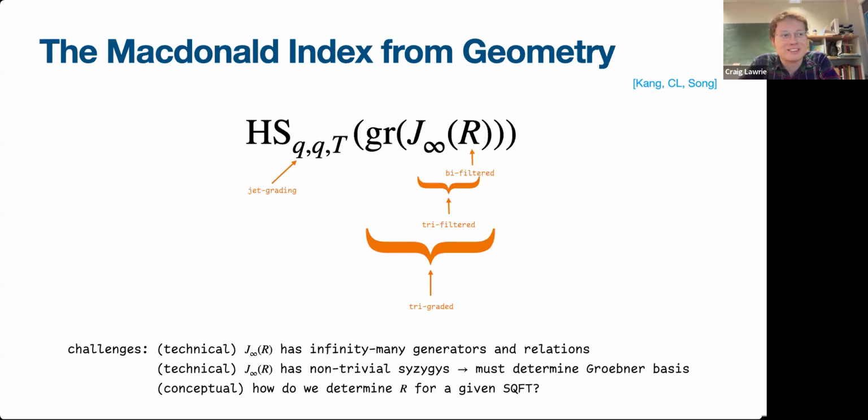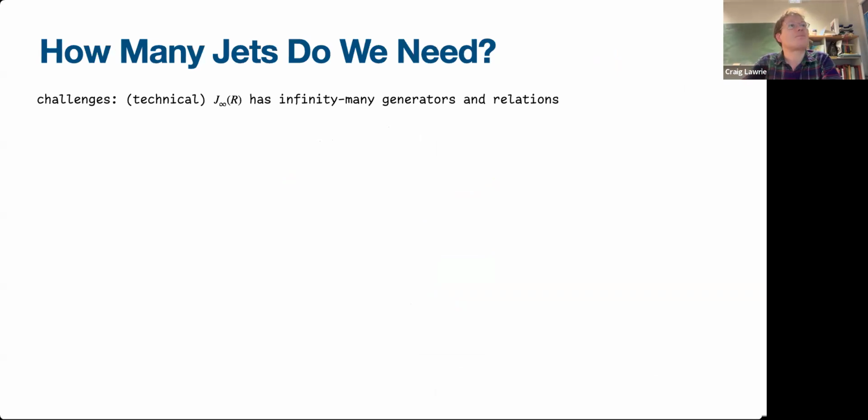And then, of course, there's a conceptual question. I've told you that there's this bifiltered ring associated to an SCFT, and you can compute the Macdonald index through this Hilbert series. But I haven't explained in any way how to compute what is this bifiltered ring that you start with. So we'll come to that in a moment.